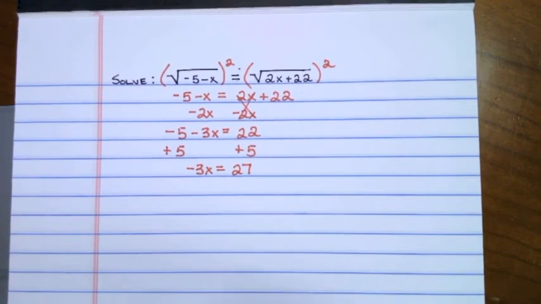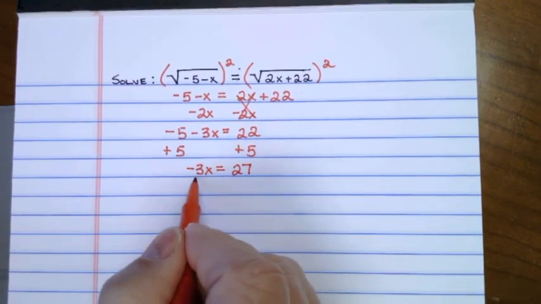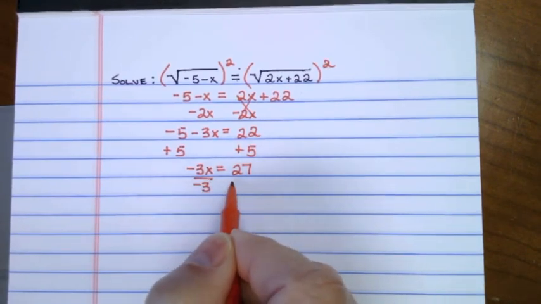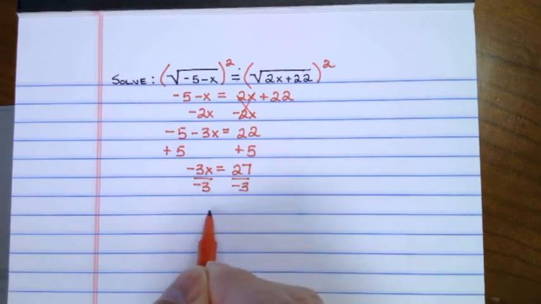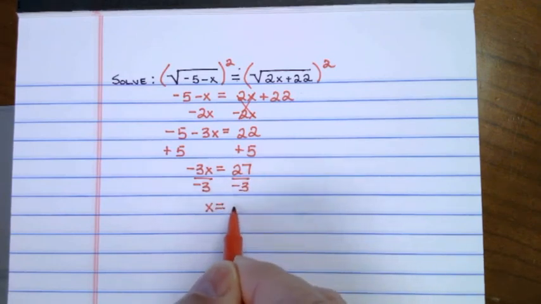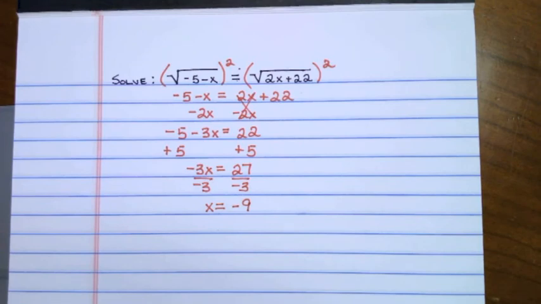How do I get rid of multiplying by negative 3? Divide by negative 3. X is equal to negative 9.